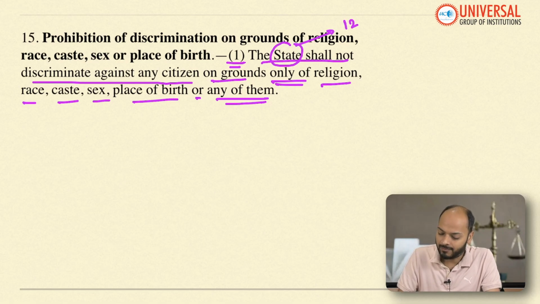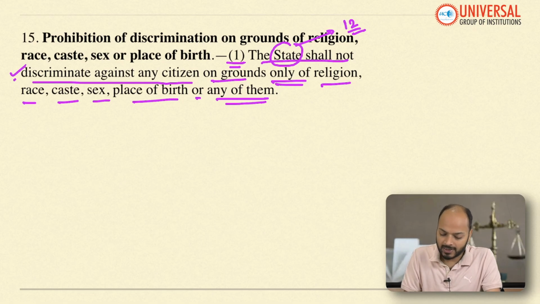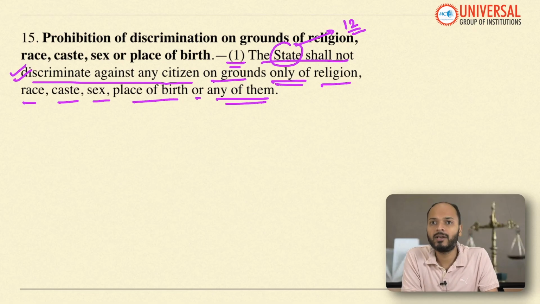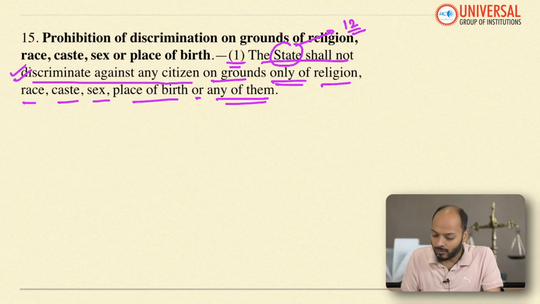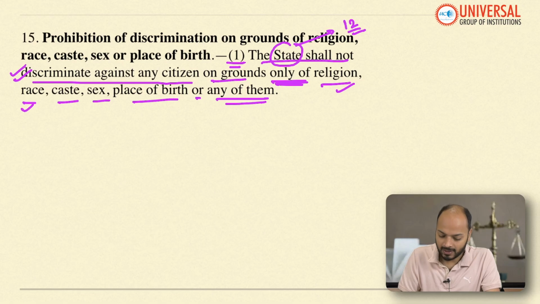Article 12, we have already seen the definition of state. The word used here is discrimination, meaning the state shall not treat anybody negatively. And the third thing is, only on the basis of these 5 grounds the state shall not discriminate. If the state discriminates among citizens on the basis of any other ground, then it will not be considered a violation of Article 15. What are those 5 grounds? It is religion, race, caste, sex, and place of birth.